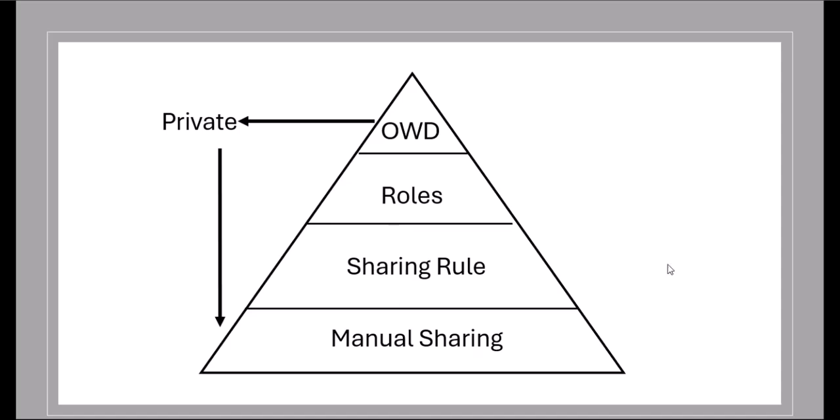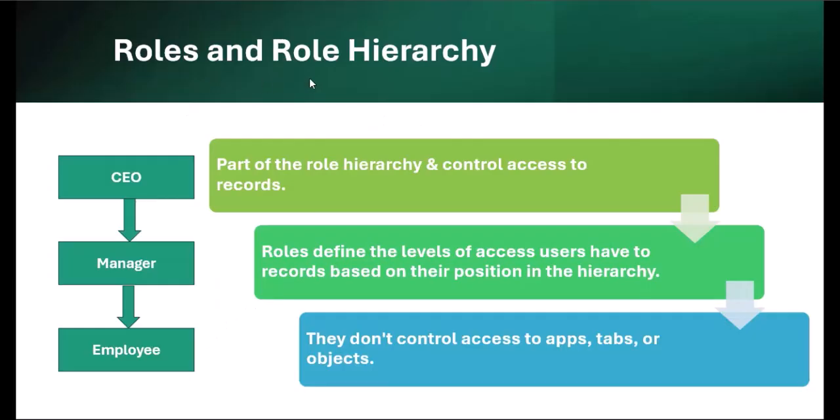Now we will see roles in Salesforce. Here you can see roles and role hierarchy. When the OWD is private and we want to access another owner's record, then roles come into the picture. Here you can see CEO, manager, and then employee. The CEO can access manager and employee records. Then the manager can access employees' records, and the employee can access only records which are owned by himself. Now here are the definitions.